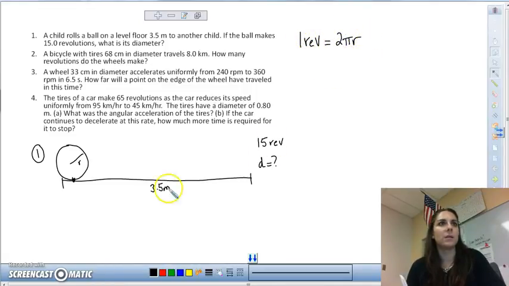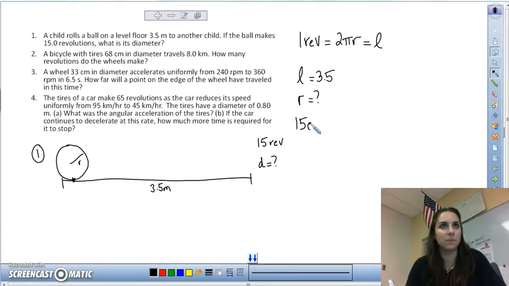So from that and the total distance, I'm actually going to write this like L. This gives me the linear distance, okay? So if we want to know what the diameter is, we can actually relate this to the linear distance, where L is actually 3.5 in this case. We can solve for R, and we have 15 revolutions. So the way I'm going to set this up will be as follows.